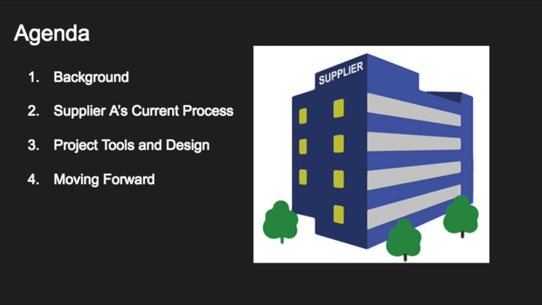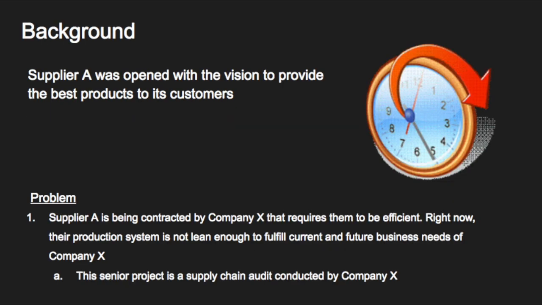I found my senior project topic during a summer internship with Company X. Supplier A was open with the vision to provide the best products to its customers. Supplier A is also being contracted by Company X that requires Supplier A to be efficient. Right now, the problem with Supplier A is that Supplier A's production system is not lean enough to fulfill current and future business needs of Company X. I was part of Company X's team to ultimately audit Supplier A's supply chain and evaluate them as a supplier.